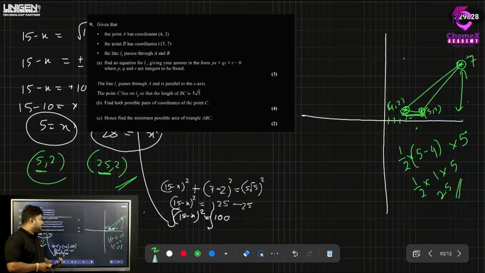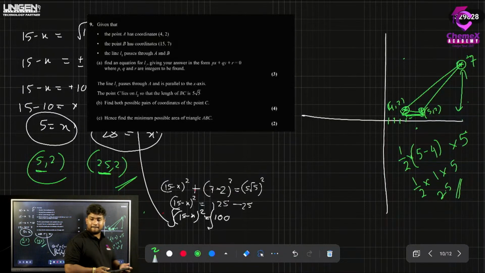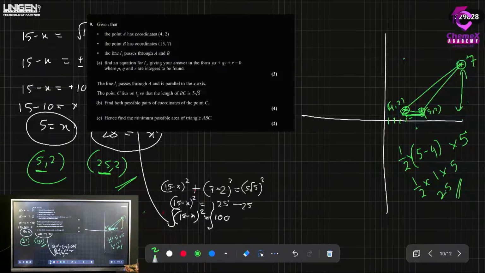Any questions? You have to sketch the graph in a small way. If not, it's hard to understand. Okay, shall I go on to the next? Any doubts you all have?